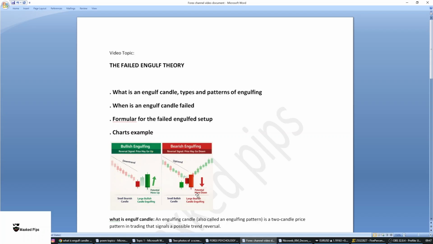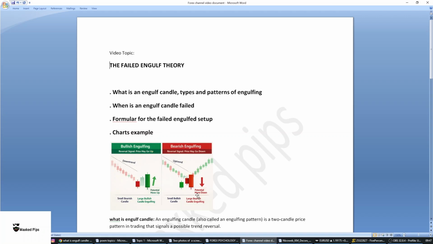In this video we're going to be talking about the failed engulf theory, the failed engulf strategy. Some of us might know about it, some of us may not. But at the end of this video you're going to learn what an engulf is, types and patterns of engulfing, when an engulf candle is failed, and the formula for the failed engulf setup, and then we'll move to the chart.